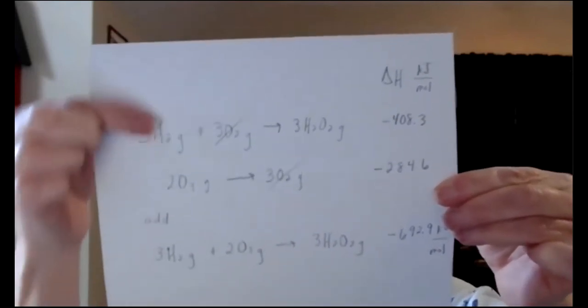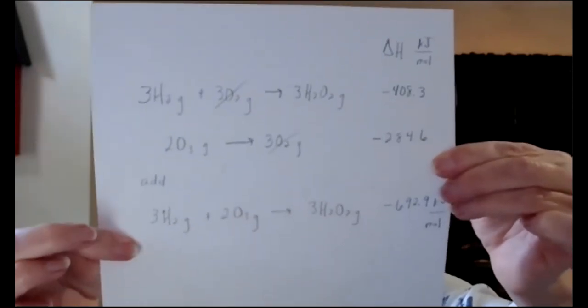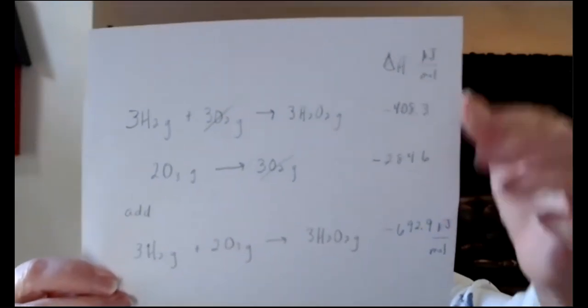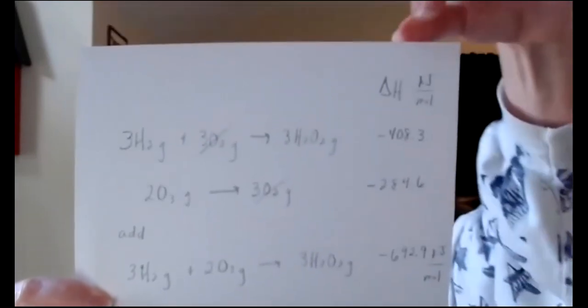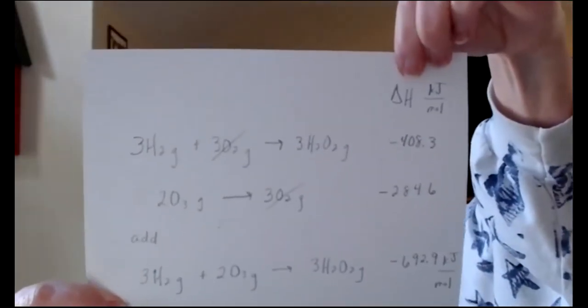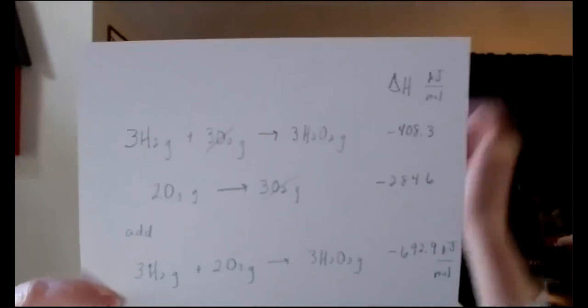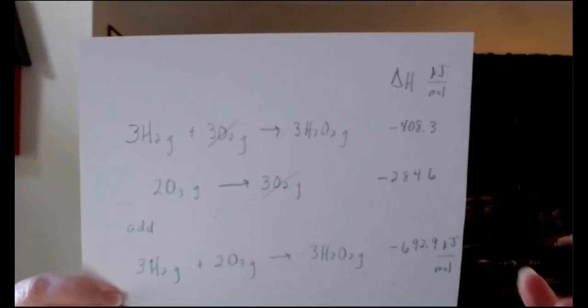I add the two together. I get my goal. I add these two numbers together. I get my, this is called the heat of reaction. The units are generally kilojoules or kilojoules per mole.